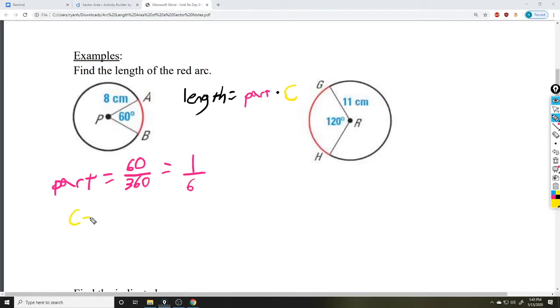What's our circumference? Our circumference is 2 pi times our radius. What's our radius? Our radius is 8. Here's our radius. 2 pi times 8, which is 16 pi. So you'll see on these problems that you might have to work with some fractions here. Arc length equals part times circumference. So our part is 1/6 times our circumference, which is 16 pi.